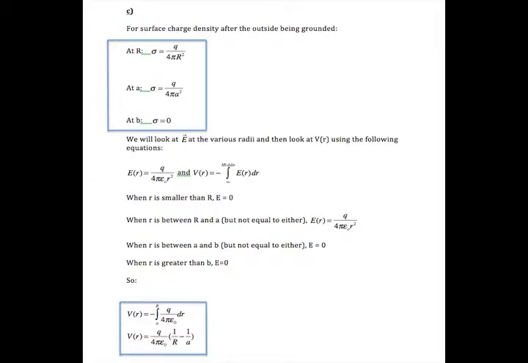Now for part C, they want us to pretend that the outer surface is touched by a grounding wire, which drains charge off and lowers its potential to 0. They want to know how the answers to A and B change. So the answer to A is the same at big R and A, but at B it now becomes 0. And the answer to part B changes in that now the only region that has an electric field is when r is between big R and A, but not equal to either. So when we do the potential equation, we only need to integrate from A to big R.